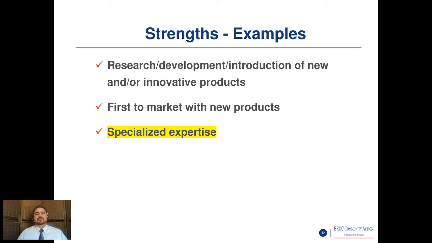Strength examples continued. So research, development, introduction of new and innovative products. This is where the difference comes between a traditional micro business and an entrepreneurial micro business. Not all business owners are entrepreneurial. Entrepreneurial is in fact something new into the market, something innovative, something done a different way than the traditional business does it. That's the entrepreneurial spirit that keeps driving things forward, thinking about different ways to interact.